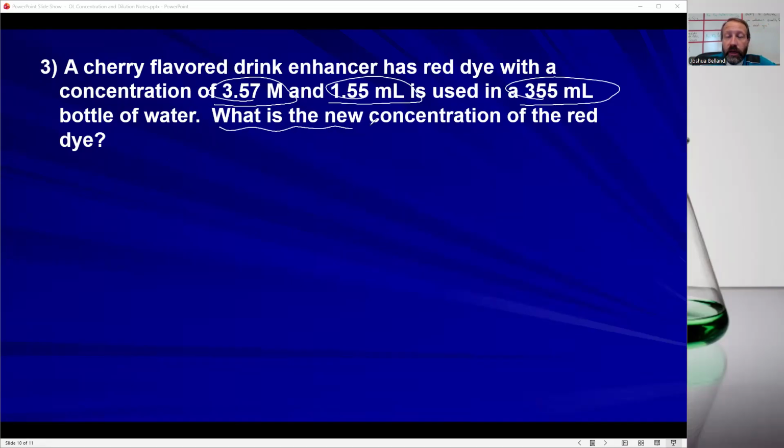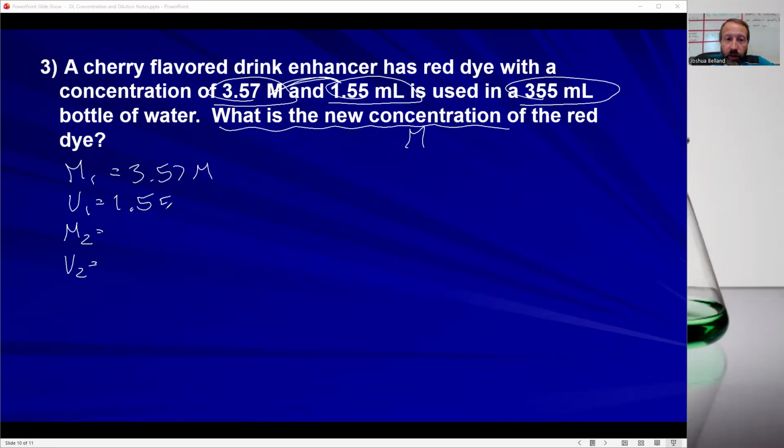And then I find the question statement, new concentration. Now remember, concentration is molarity. So I'm looking for a new molarity. Okay, so M1V1, M2V2. And my original molarity is 3.57. And my original volume, because we want those pairs, watch out for those pairs, keep the pairs paired up, 1.55 milliliters. And I'm looking for new molarity, and I have 355 milliliters.